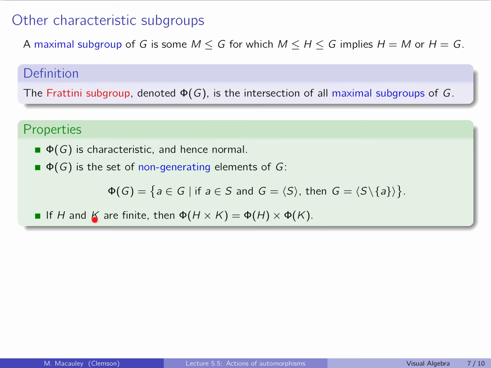Finally, if H and K are finite, it's a straightforward exercise to prove that phi of H cross K is phi of H cross phi of K. So I will do some examples of this in the next few slides. This is a topic that is often left for the exercises in a textbook, and I think for good reason. It's mostly going to be left for the exercises in my book as well. I think I'll mention it here, but there's a reason why I'm not proving these, because these are not crucial things to do. But it's important, I think, to define this, just to see other examples of characteristic subgroups.